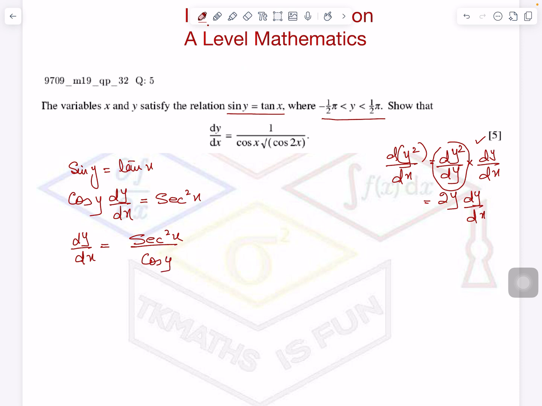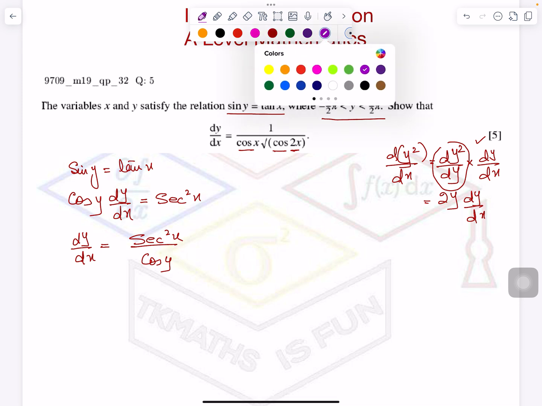Now what do I have to prove? It has both cos 2x, which is very clearly the double angle formula, and x, there is no y. So this is a point to ponder. What I'm getting is cos y. So what you have to think here is, how can you change this y into x? So you need to go back to the original equation, right? Which is given here.